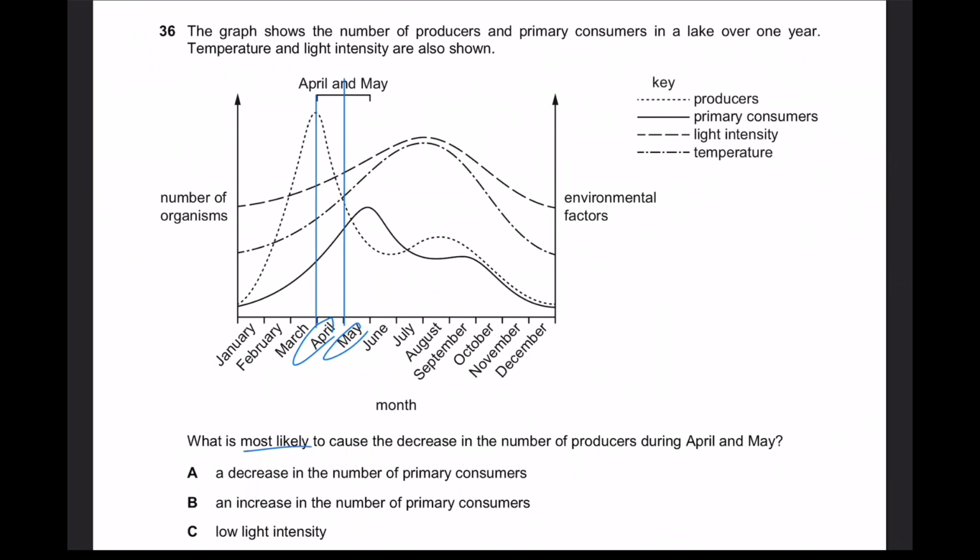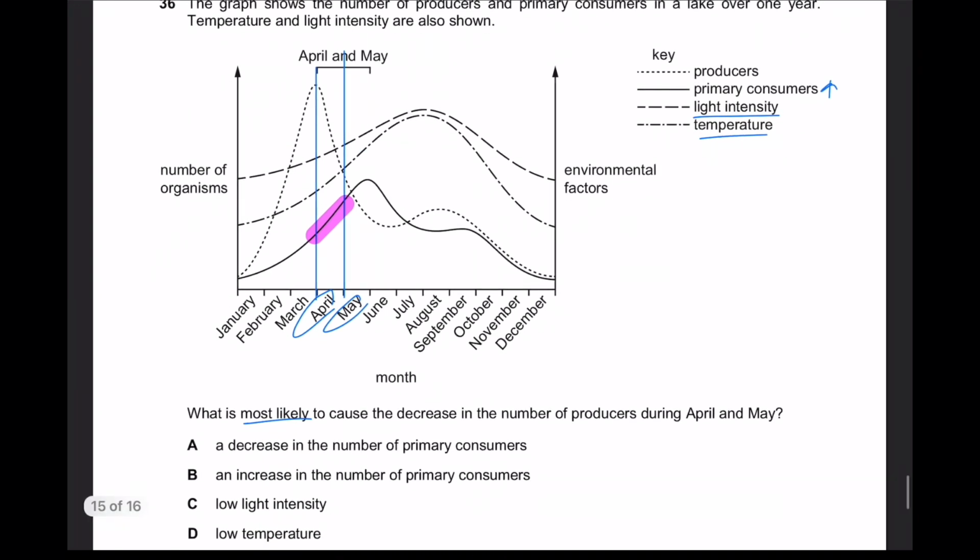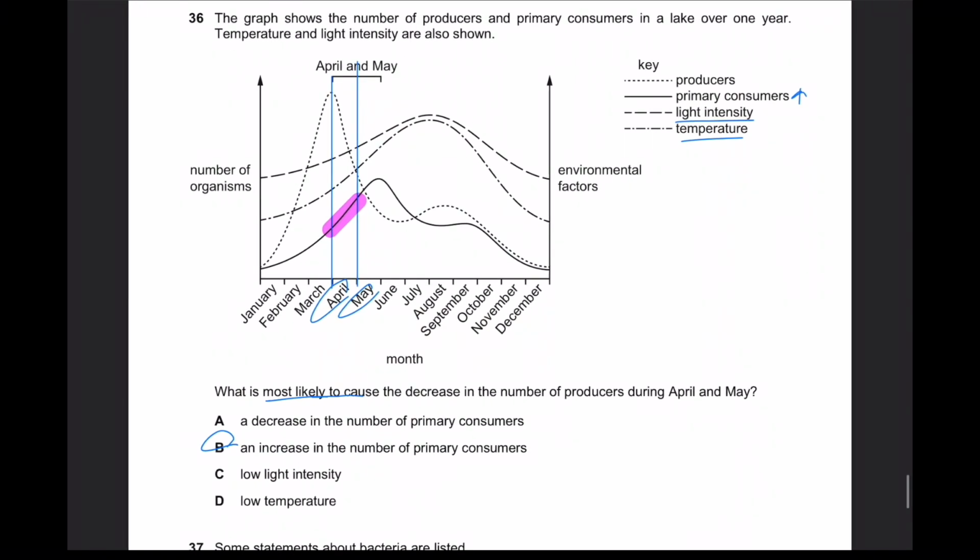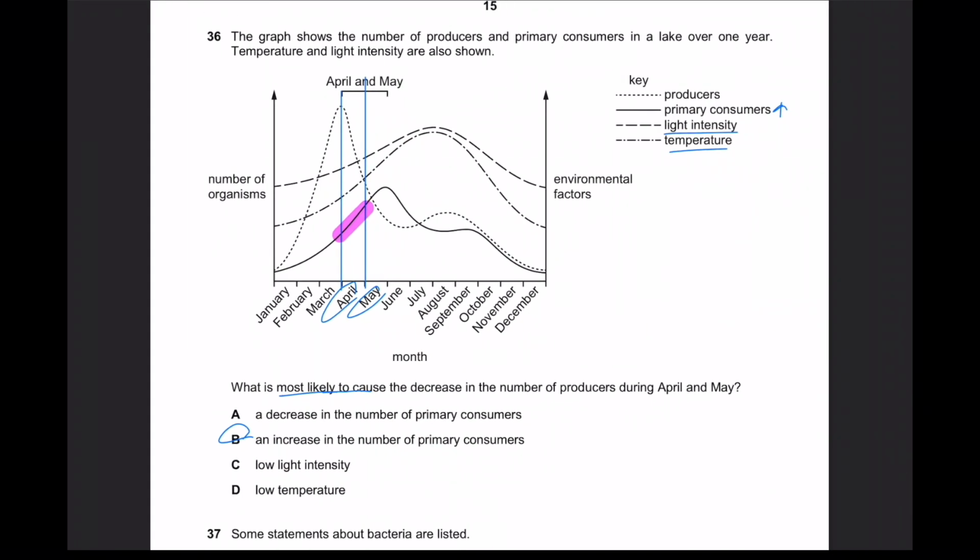I think the answer would be because of the primary consumers, since the increase of primary consumers is the steepest. The light intensity and temperature also increased, but the question asked for the most likely cause. So the answer would be an increase in the number of primary consumers. This would be the most likely cause for it.